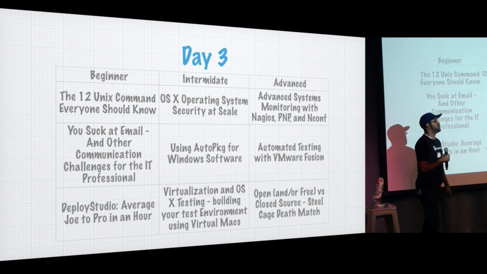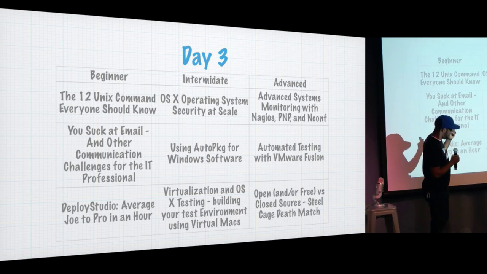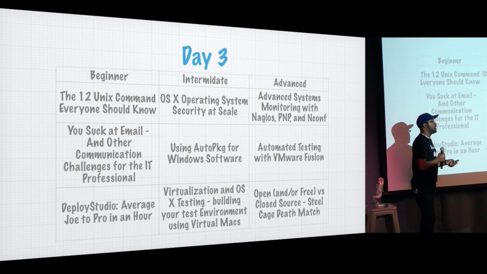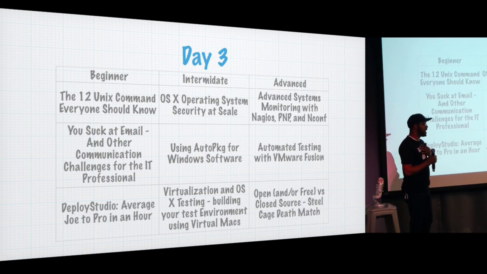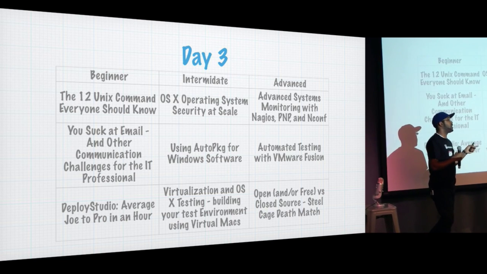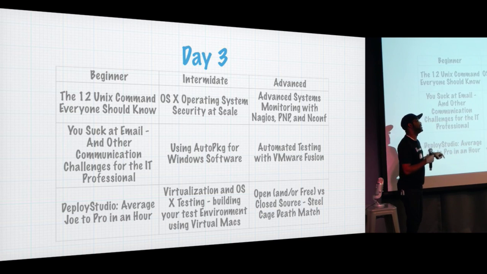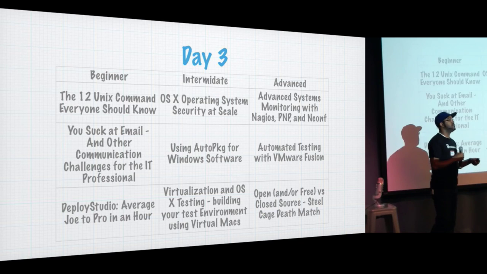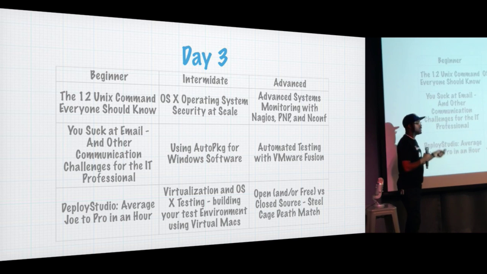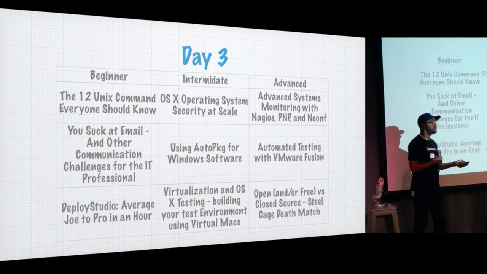For those who know Nagios, there was a great talk on Nagios. And probably the talk of the day, at least the one I attended, was the open and free source versus closed source cage deathmatch with Ben Toms and Alistair Banks. Quite hilarious. Watch it on YouTube. You'll get your money's worth out of that one.